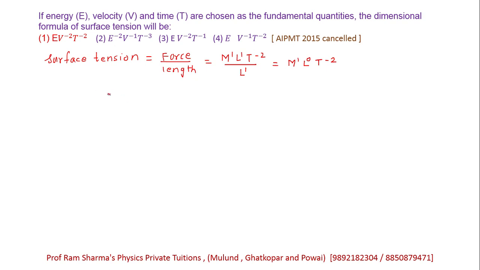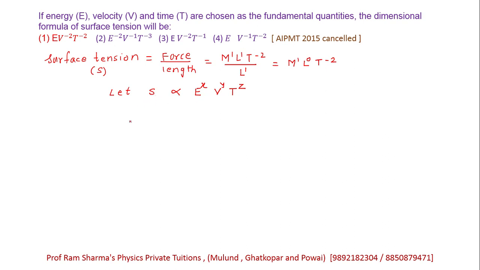Now we can write, we'll denote surface tension as S. Let S depend upon, meaning proportional to, E, V and T. Because we don't know in what way it depends upon E, V, T, we'll give the powers as x, y and z. This problem is similar to what we did in 2014. So now it's very simple. You need to just substitute the dimensions.